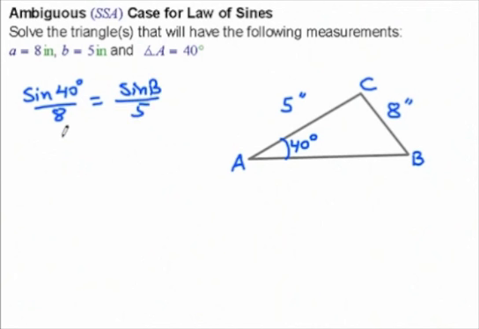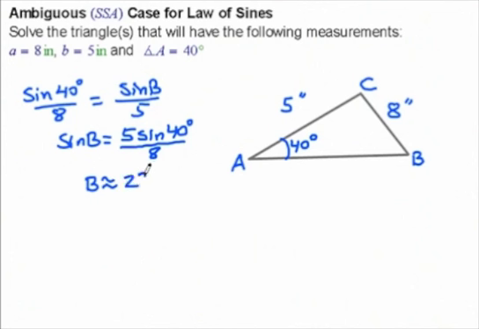over 5. We'll have sine of B is equal to 5 sine of 40 after we multiply both sides by 5 over 8. And we're going to get B is approximately 23.7 degrees. So angle B, the measure of angle B, is 23.7 degrees. Now let's see if the obtuse portion of this angle works. So we're going to subtract from 180 to find its second quadrant equivalence. That's 156. So the second possibility is 156.3 degrees.